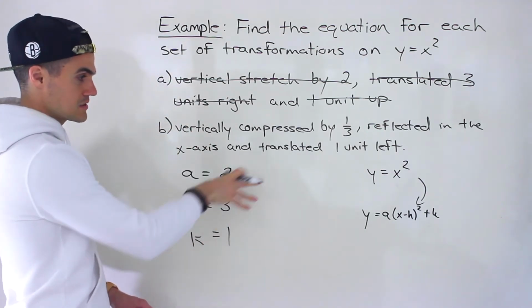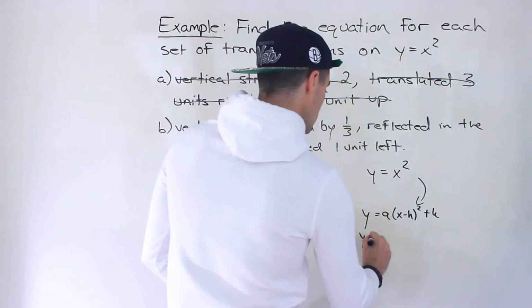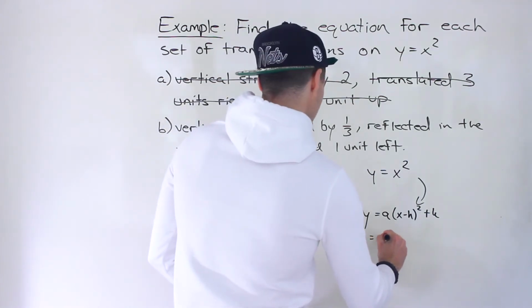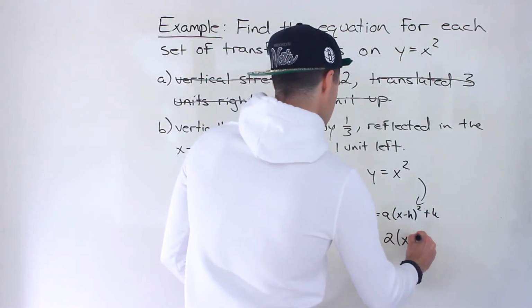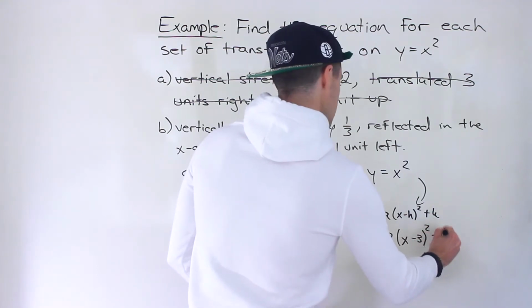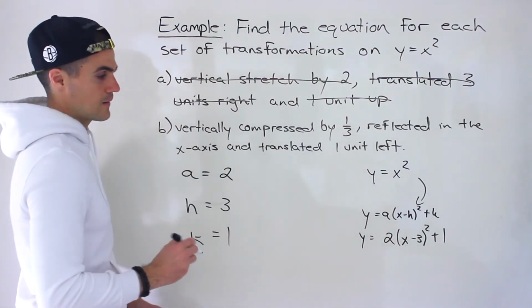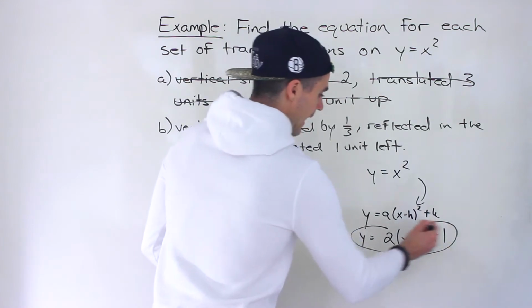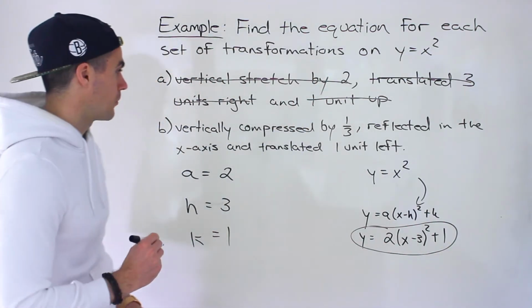And so we can take these and plug them in here. So we'd have y equals, the a value is 2, x minus 3 squared plus 1, like that. So this here ends up being the equation for part A.